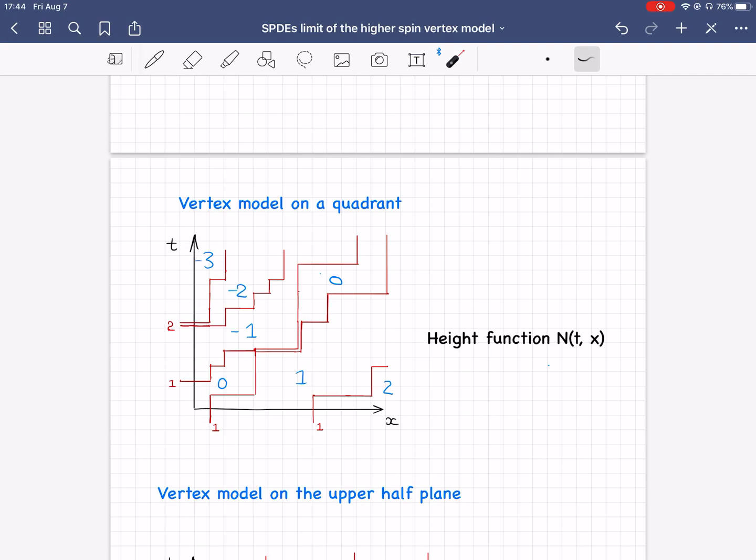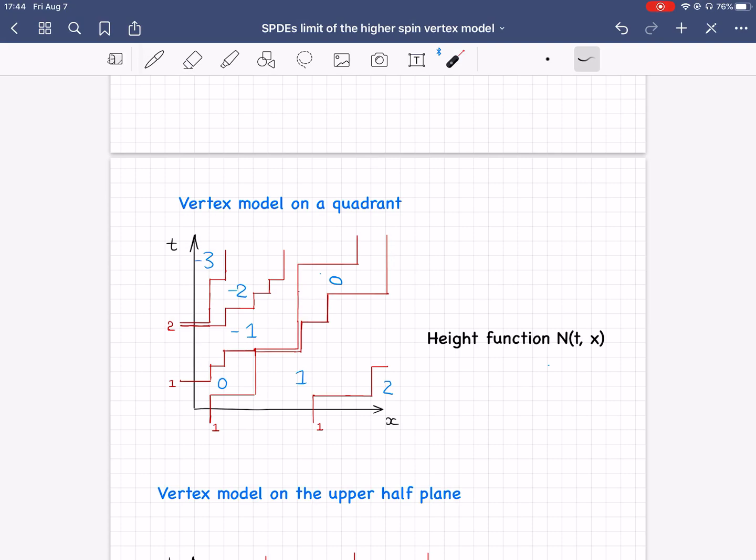So the height function is defined in the following way. Starting from the left bottom corner, we let the height function be 0. Then as long as we cross the line from left to right or from up to below, the height will increase by 1. And if we go in the opposite direction, the height will decrease by 1.